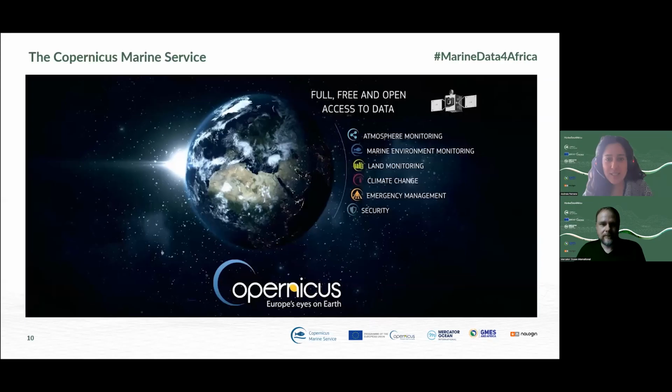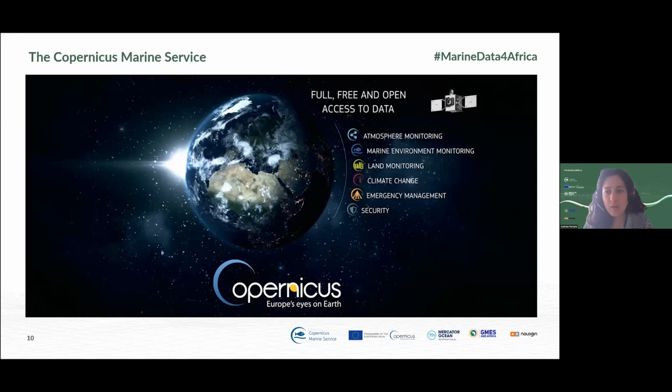So just before I start about the Copernicus Marine Service, about the Copernicus program, this is a European Union's program dedicated to Earth observation with the aim to monitor ecosystems, the natural world and the Earth to better manage resources, to improve people's life quality.